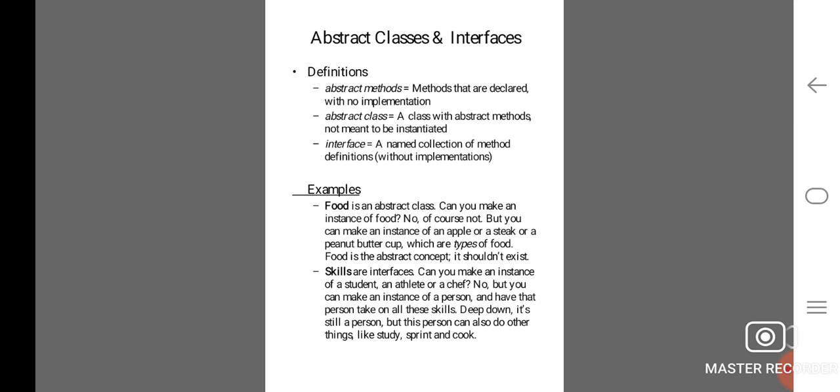Skills are interfaces. Can you make an instance of a student, an athlete or a chef? No, but you can make instances of a person and have that person take on all these skills. Deep down, it is still a person, but this person can also do other things like study, sprint and cook.